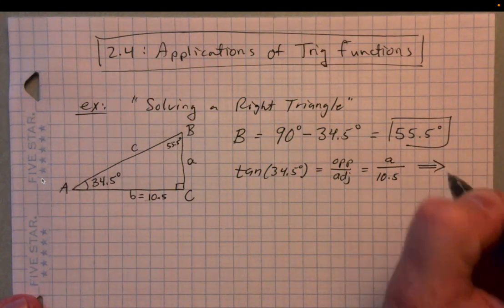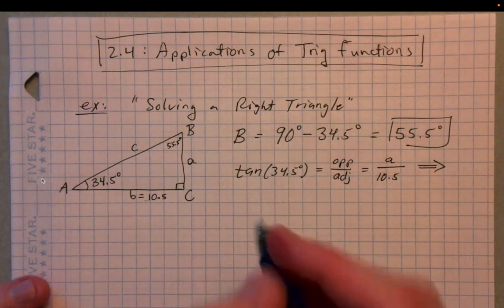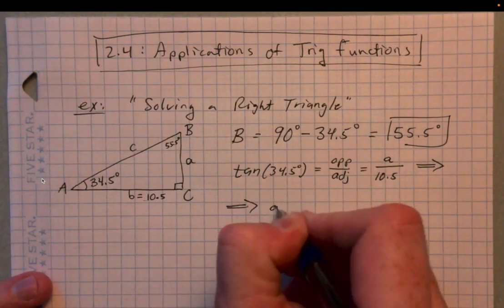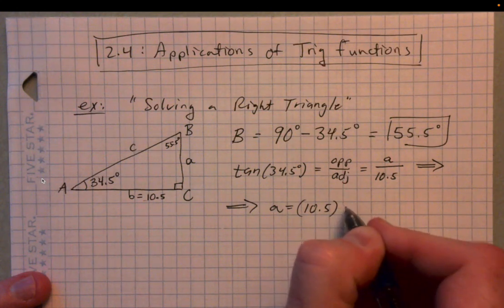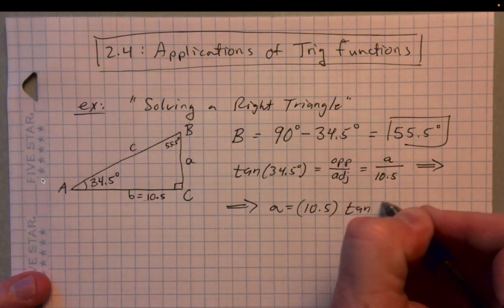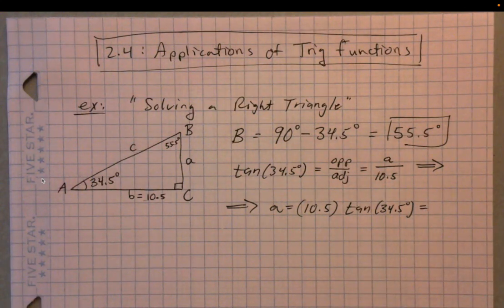Okay, and so I can calculate A by just doing a little bit of algebra here. I can see that A is going to be equal to 10.5 times the tangent of 34.5 degrees. Okay, and so I can easily figure this out.